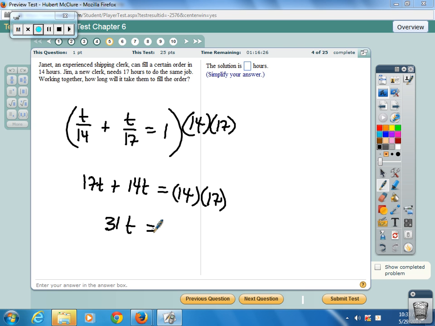All right, I'm going to try to do this in my head. 10 times 17 is what? 170, that's right, class. And then 4 times 17 is going to be 68. So what is 170 plus 68?